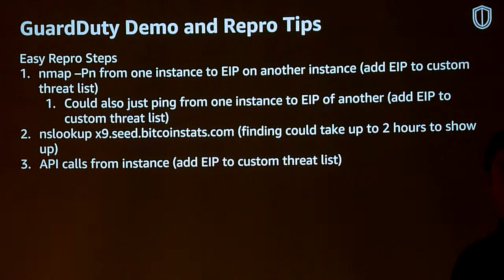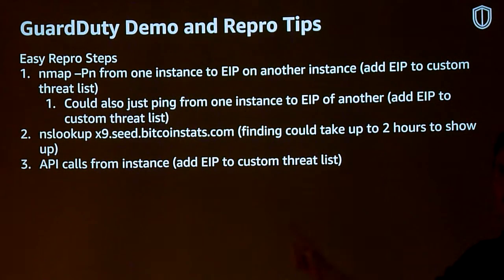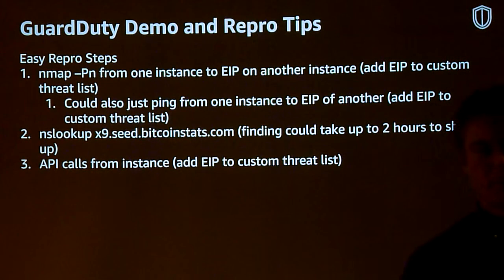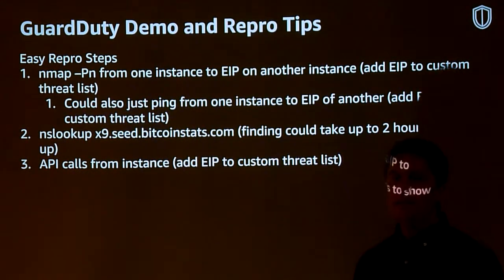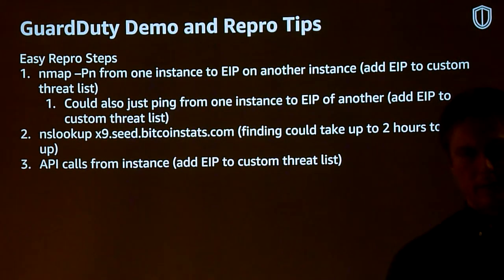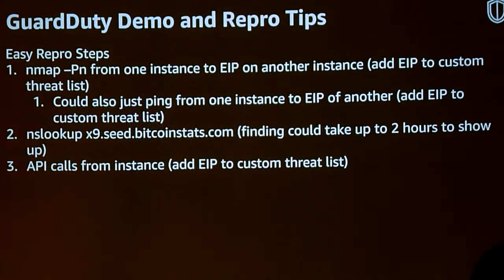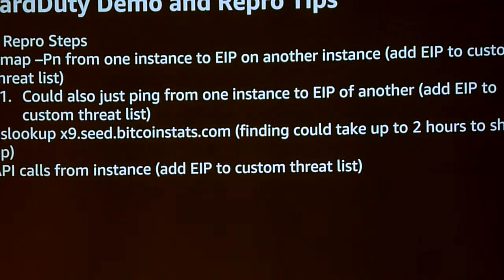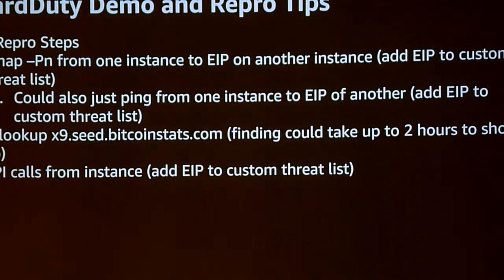Real quick, I showed you one way to generate findings using an EIP and a custom threat list. You can do an nmap -Pn from one EC2 instance to an EIP of another instance in the same VPC, and AWS abuse will not come after you. You can do that all day long, and that will generate findings. And let's look up this Bitcoin domain. We'll generate a Bitcoin finding. And then adding an EIP on the EC2 instance to a threat list and making an API call, like I showed you before, that'll generate findings. So three really easy ways to generate different findings.